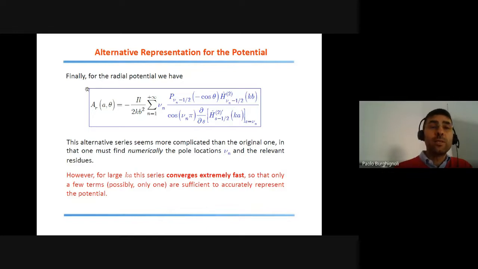However, when the electrical dimension of the sphere is very large, this series converges extremely rapidly. Sometimes a single term of this series is enough to have a very accurate representation of the total potential. So we need only a few terms of this series, and we obtain something that is numerically very convenient and, as we will see in a moment, is also capable of giving us some physical insight into what's happening.